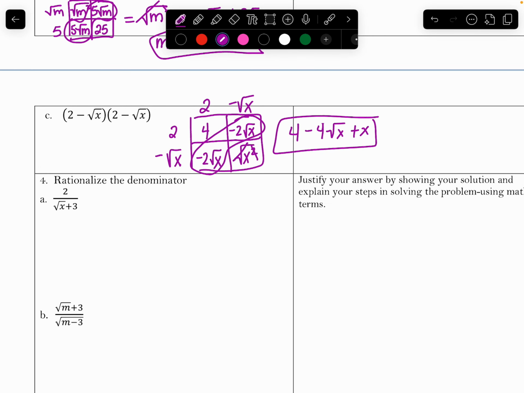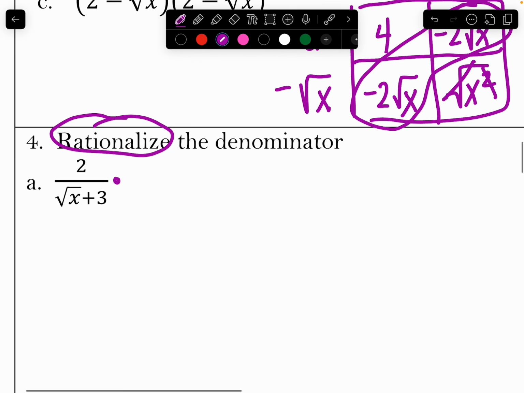Number 4, now we're going to rationalize the denominator. So you have to find the conjugate. I am looking for that keyword on your test. So square root of x minus 3, minus 3, in parentheses because it's a binomial.